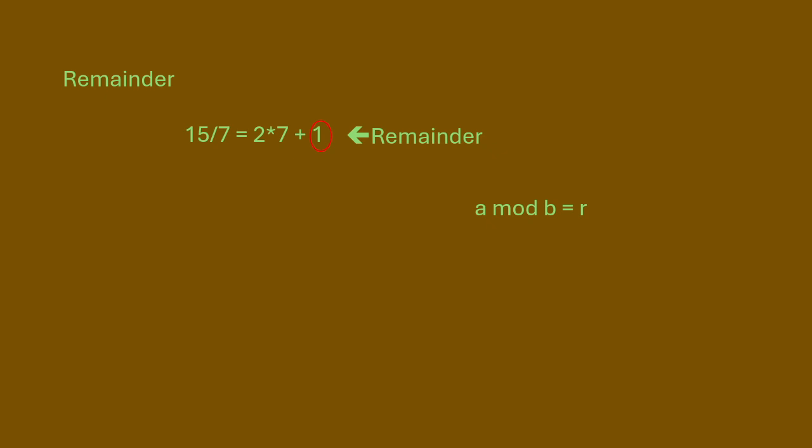When looking for the remainder of a number A divided by another number B, we will use the mod operator. For example, finding the remainder of 15 divided by 7 would be written like this: 15 mod 7 equals 1. So the remainder of 15 divided by 7 is 1.